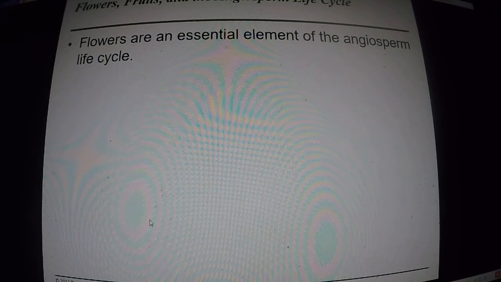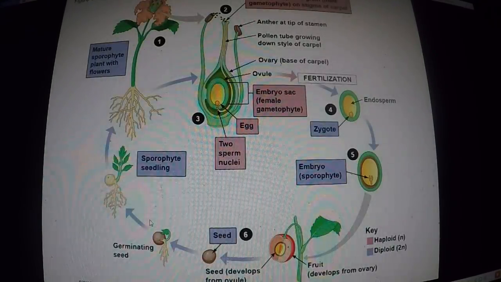Flowers are an essential element of the angiosperm life cycle. Here we have the flower, the pollen hits the stigma. They grow down into the ovule, the eggs get fertilized, and it forms a seed. The seed sprouts and grows into a new plant. Very simple life cycle.